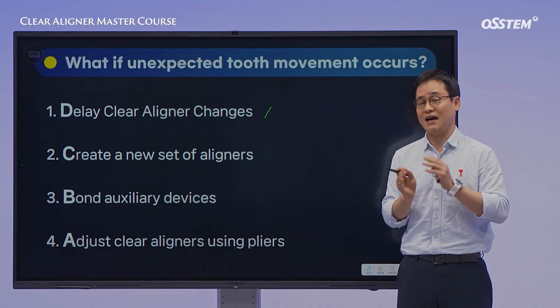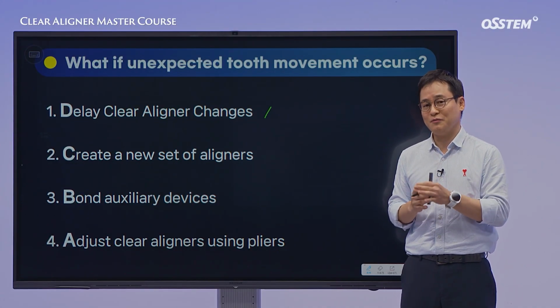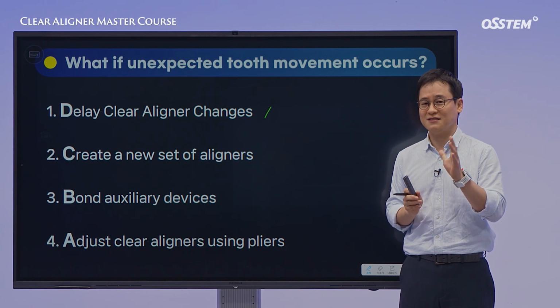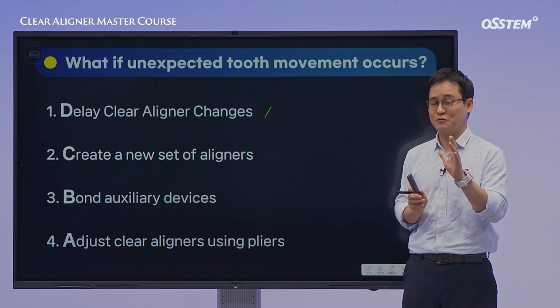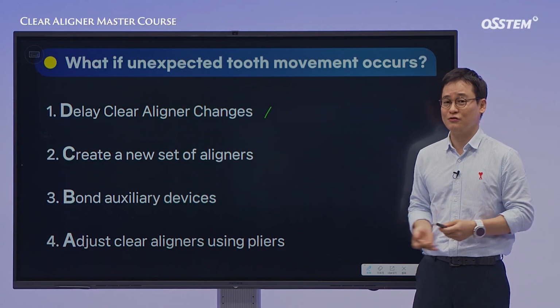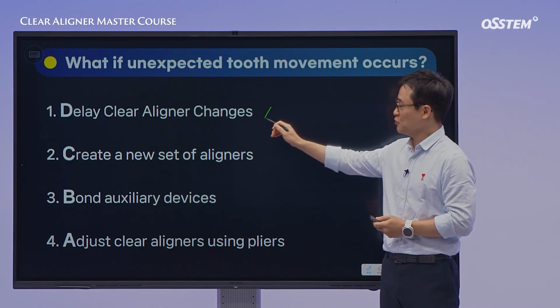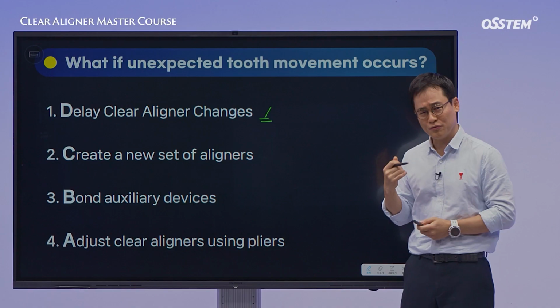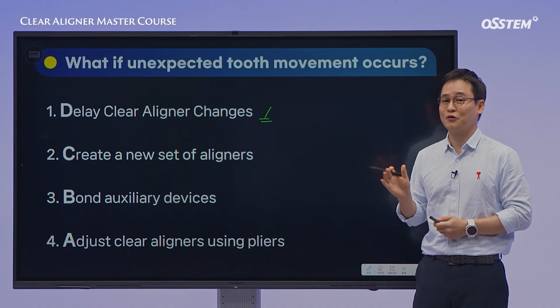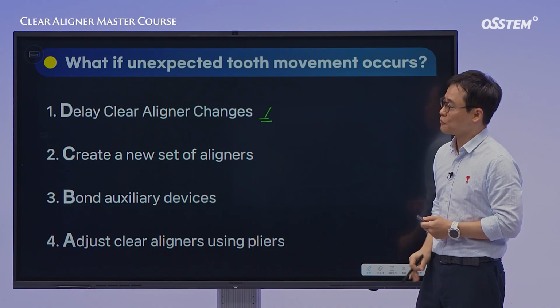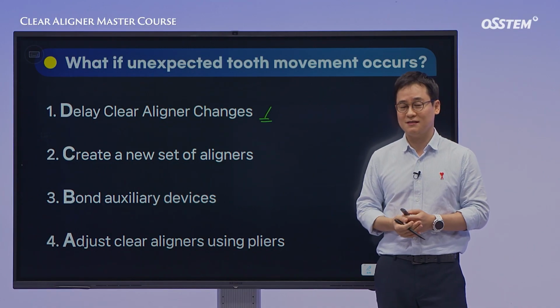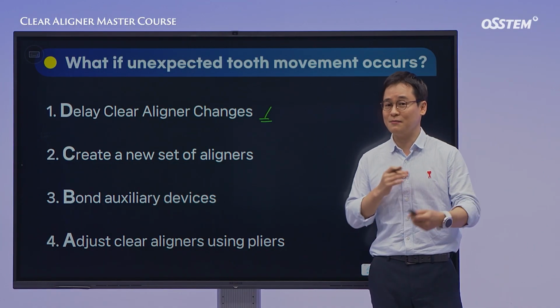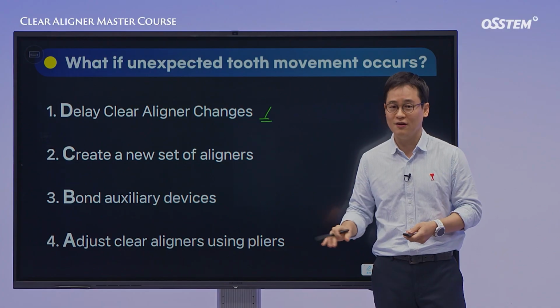There are several possible reasons. The patient may not have worn the aligner adequately, or even with good compliance, the tooth may require more time to respond. So the first approach is to have the patient wear the aligner a bit longer. We might extend the wear time by an extra 1 to 3 weeks. The second option is to switch to a new aligner. In other words, we can rescan and order a new aligner.